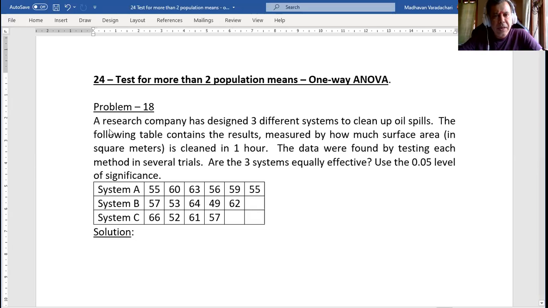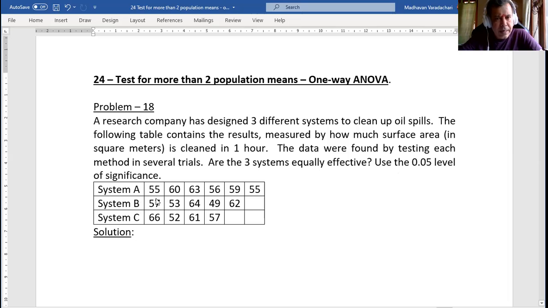A research company has designed three different systems to clean up oil spills. The following table contains the results measured by how much surface area in square meters is cleaned in 1 hour. The data were found by testing each method in several trials. Are the three systems equally effective? Use 5% level of significance.